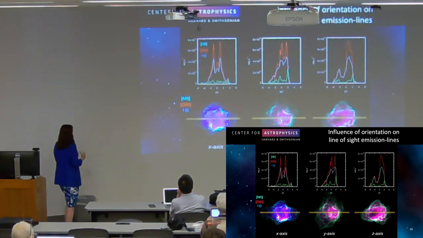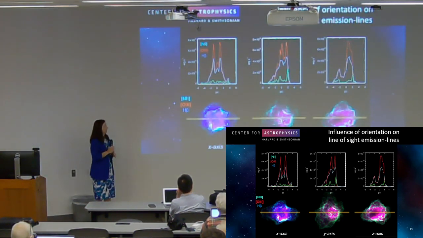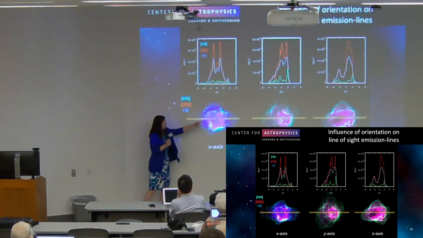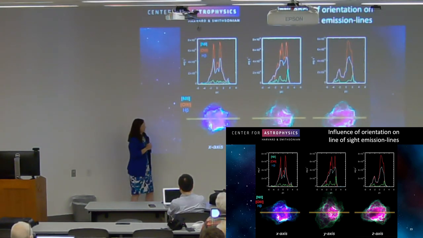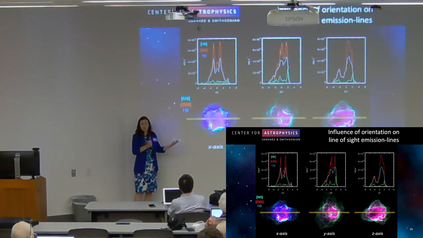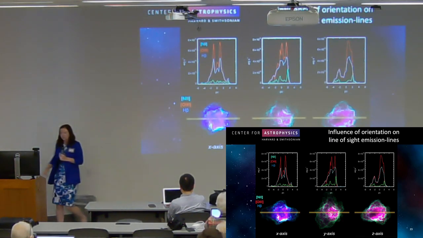And one thing we can do with the models is we can look at the influence of orientation on the line of sight emission lines. So, for example, if we drew a slit, or we're looking across these H2 regions along this particular axis here, then you can look at the intensity of the emission lines across the H2 region. And so you can see how an H2 region depends on orientation and which part of the H2 region you're actually looking at. And so this is important to take into account.